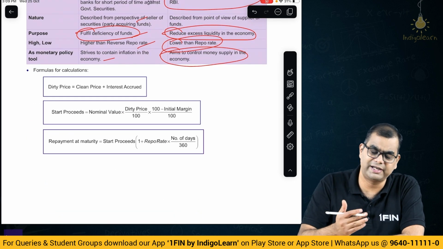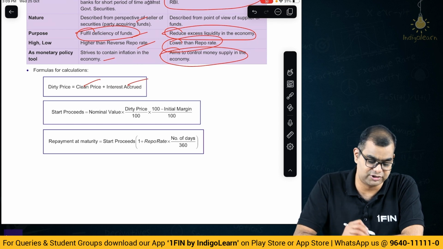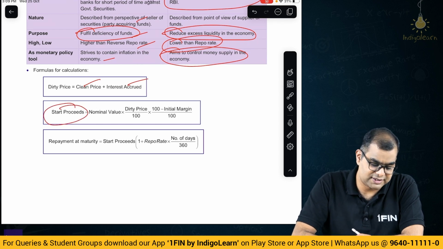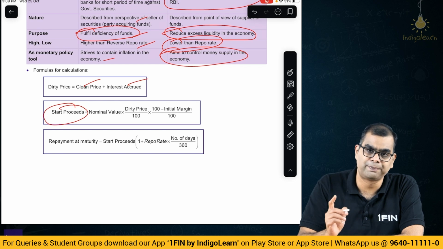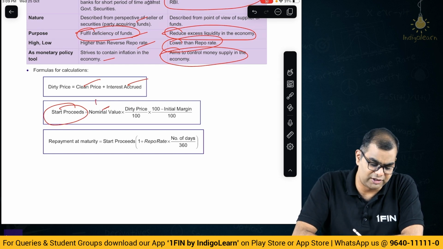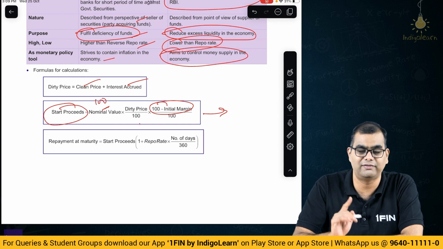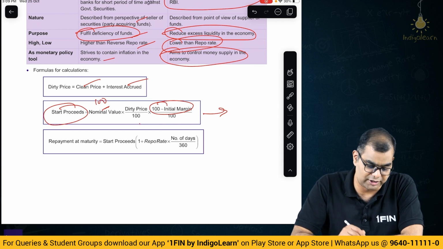Formulas for calculation. Here also you have two things, clean and dirty price. Clean price plus interest accrued is dirty price. Then you have something called start proceeds. Start proceeds is when you are starting, when you are basically getting the money: whatever is the nominal value, let's say 100 rupees or something, into dirty price by 100, into 100 minus initial margin by 100. Now you will understand this particular logic only when you solve a problem. So unnecessarily don't get worried, we'll go to that problem.